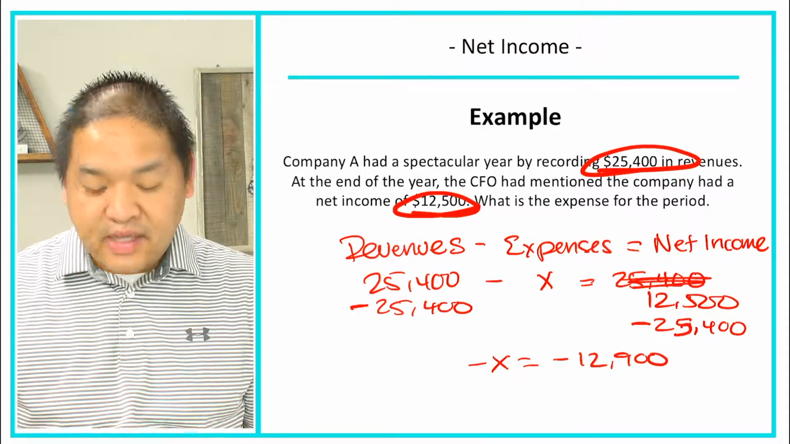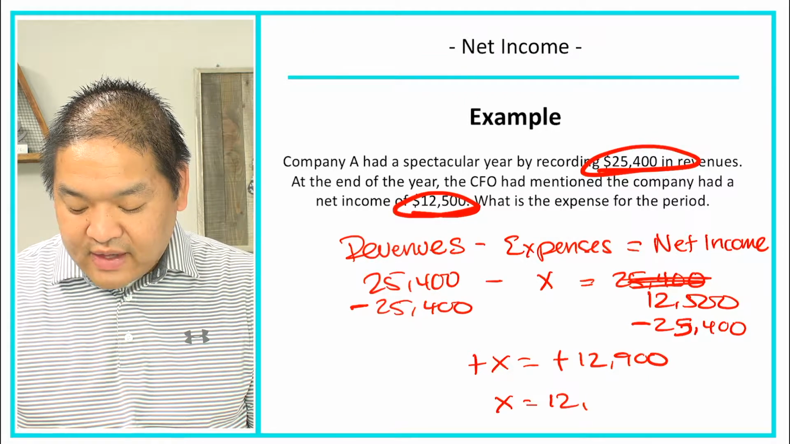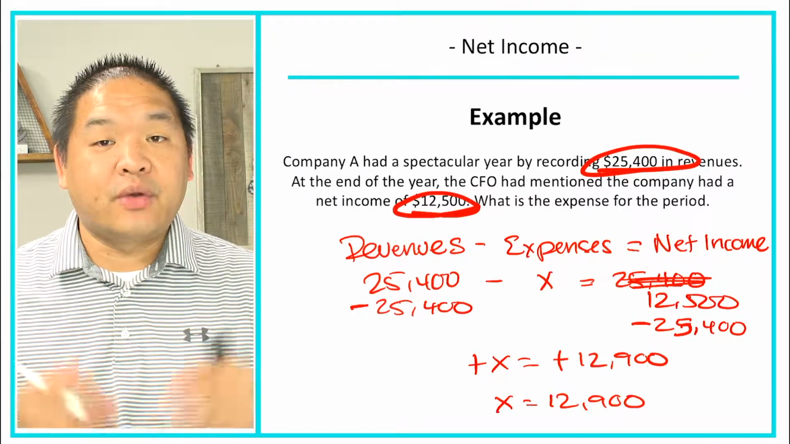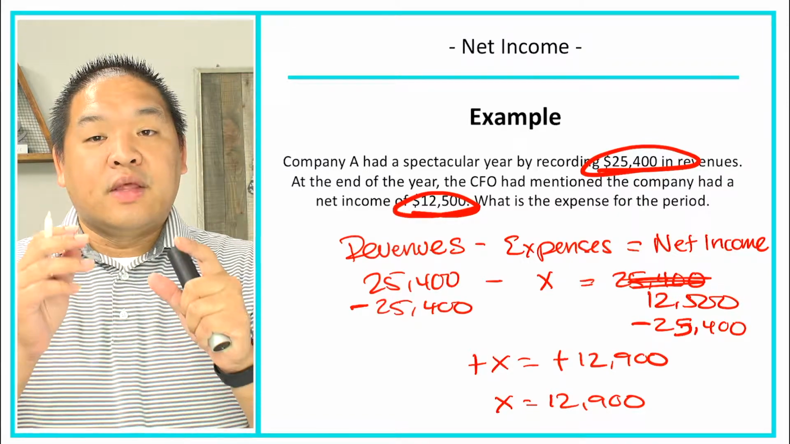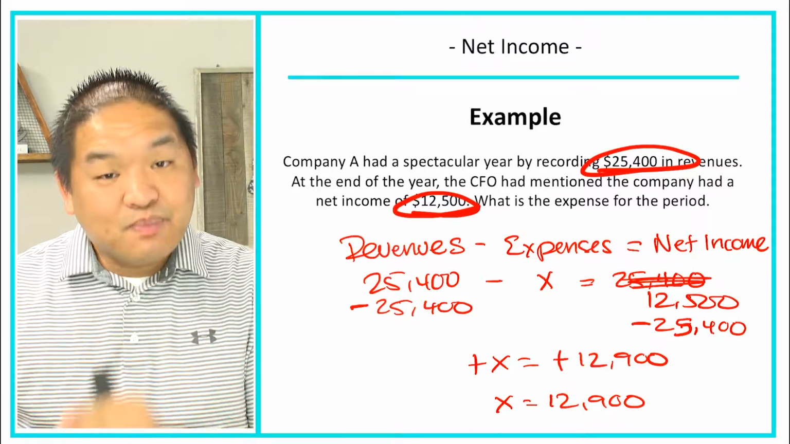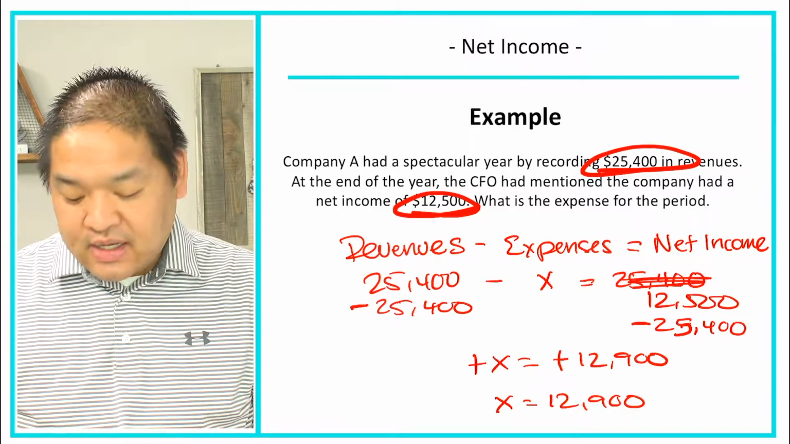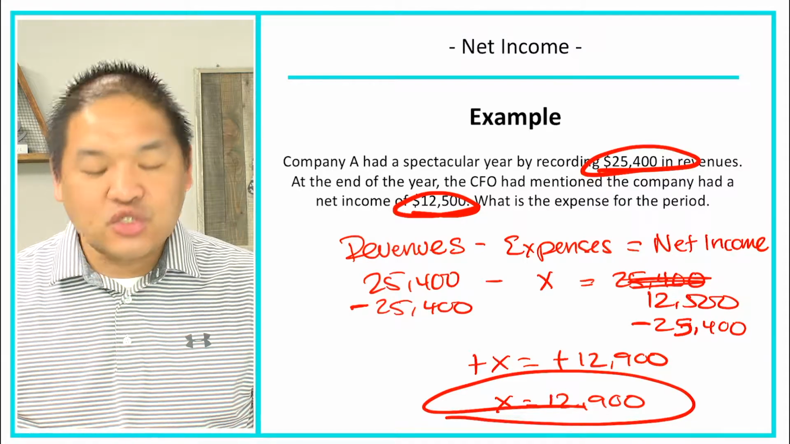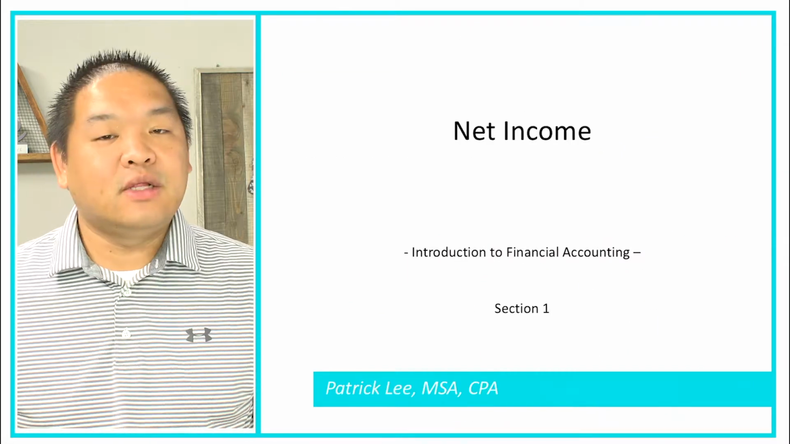And we know that we have two negatives. Those become positives. So our expense for the year is $12,900. We can put that back in just to test it out. 25,400 minus 12,900 would give you 12,500. So the company incurred revenues of $25,400. They had expenses of $12,900 for the year, which would give them a net income of $12,500. Our answer here for total expenses is $12,900.